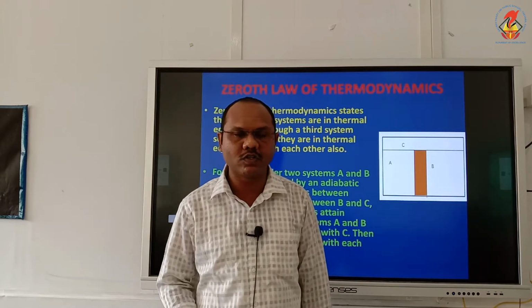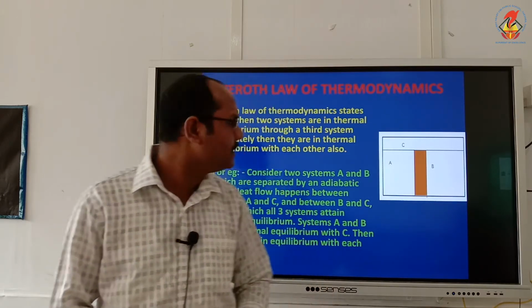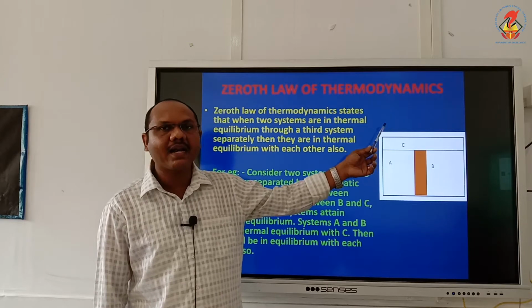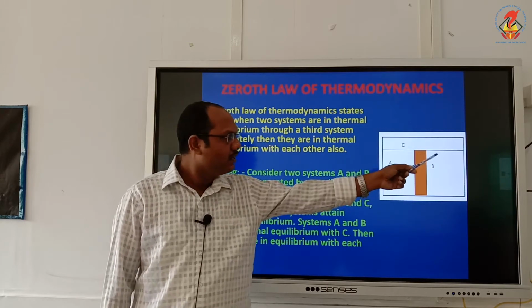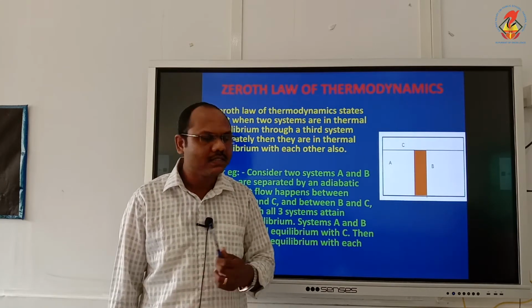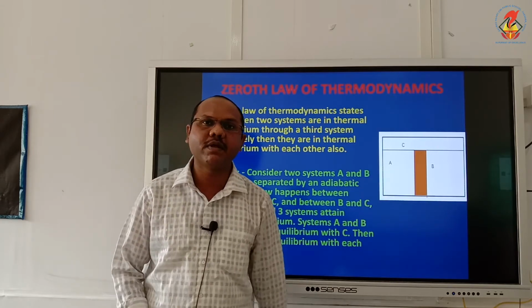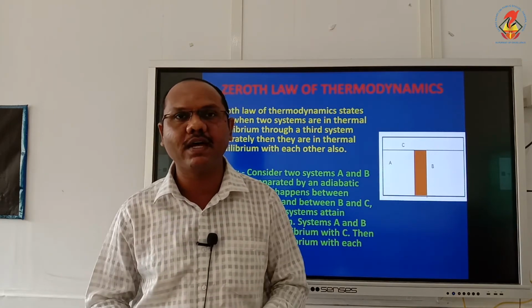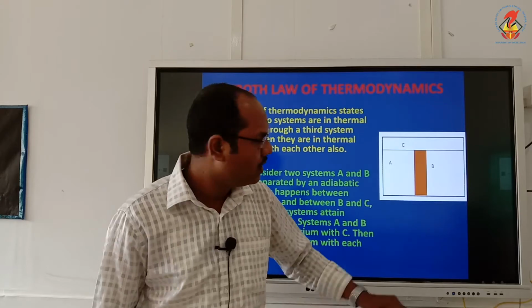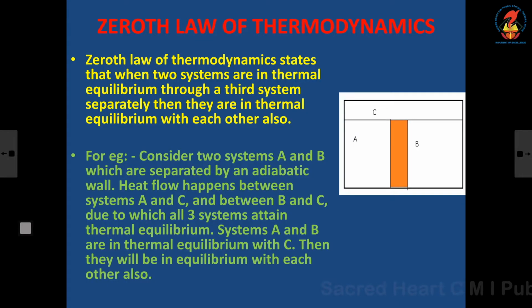separated by adiabatic walls. Now the zeroth law tells that if A and C are in thermal equilibrium and B and C are also in thermal equilibrium, then A and B are in thermal equilibrium with each other. Even though they don't have any direct contact, A and B will be in thermal equilibrium. So I say once more, if A and C are in thermal equilibrium and B and C are in separate thermal equilibrium, then A and B will also be in thermal equilibrium with each other. That is the zeroth law.